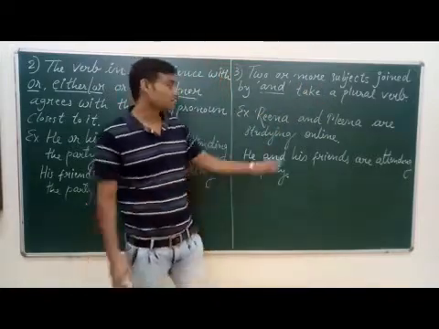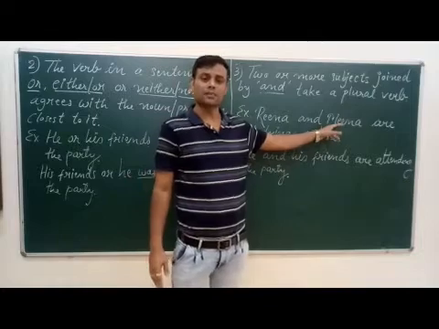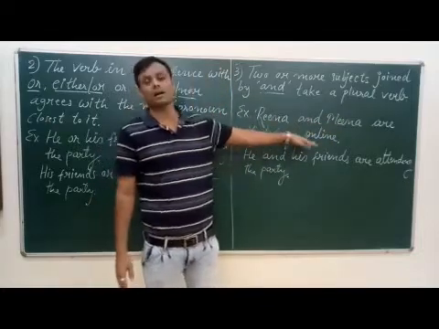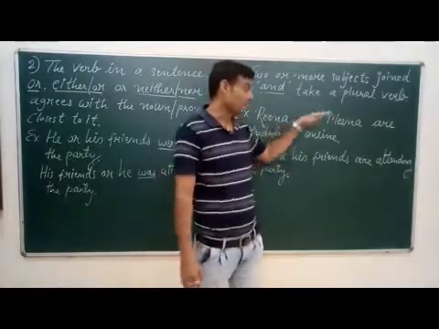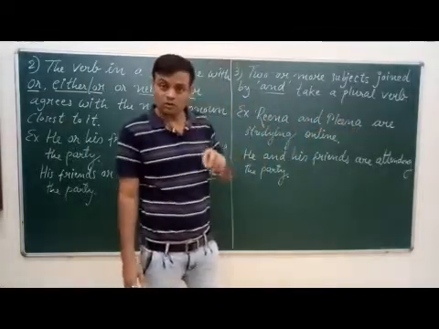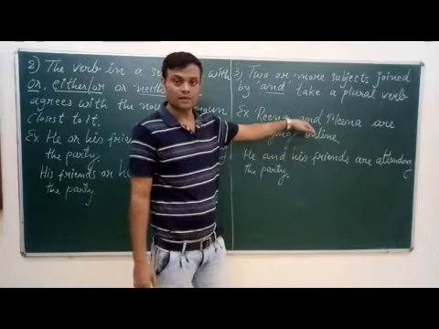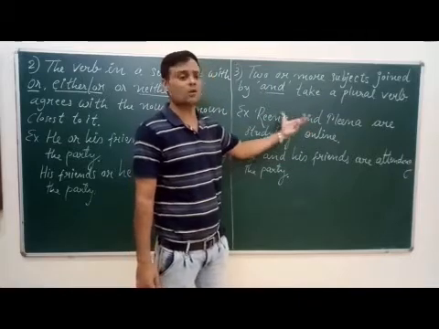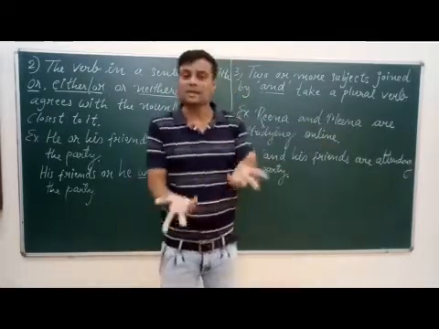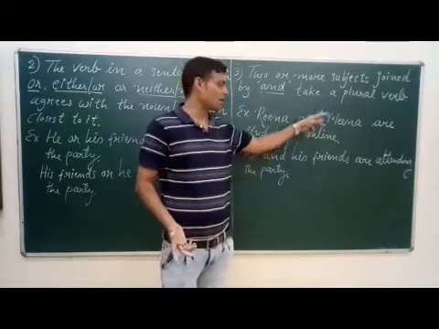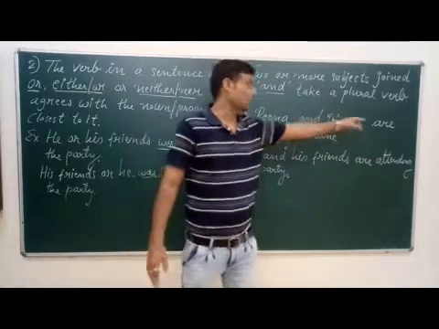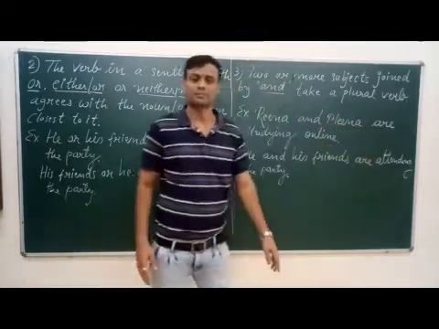See the examples. Rina and Meena are studying online. Are, because two subjects, Rina, Meena, both are joined with and. It means these two singular nouns, Rina, Meena, have become plural because they are joined with and. So it takes the plural verb are.